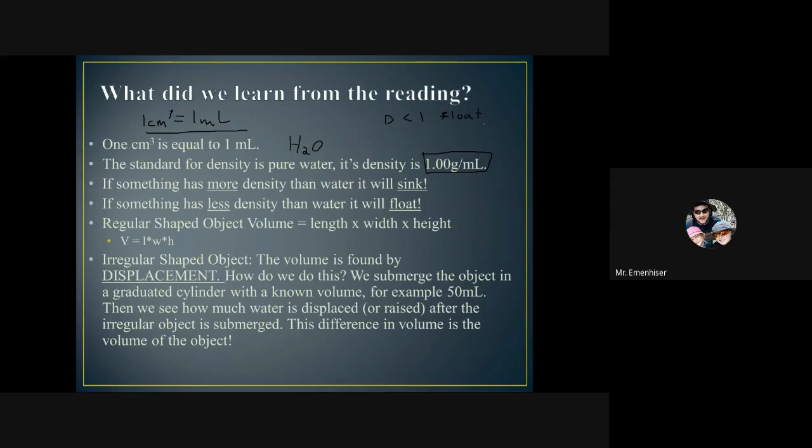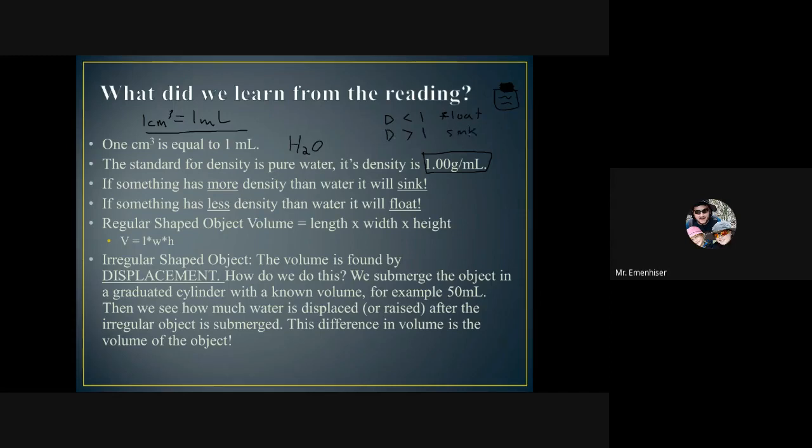Okay, it'll stay above it, right? So if you have water and you take an object, it'll stay on top if it has a lower density than water, like a stick or a block of wood. It'll float because it has less density. Now, if the density is greater than water, if it's more dense than water, then it will sink.